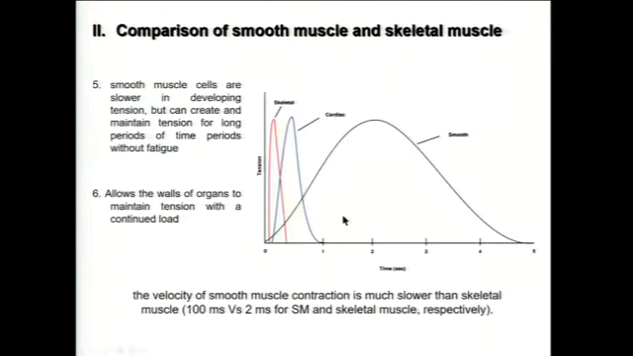So this is a really nice graph. This will be skeletal muscle, this is cardiac muscle, this axis is tension, and this is time. And you can see it's not even close. Smooth muscle cells are much slower in developing tension, but they can maintain that tension for much longer periods of time without fatiguing. And it allows the walls of organs to maintain this tension without exhausting your supply of ATP. And the velocity of contraction is much slower as well. When we talk about calcium mobilization, we'll get into the molecular mechanisms.